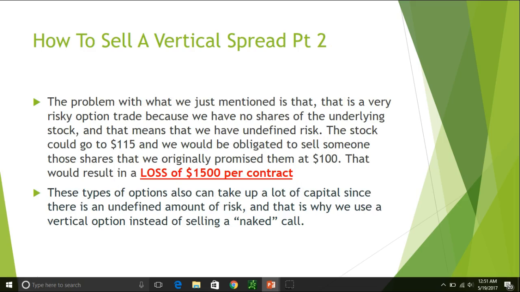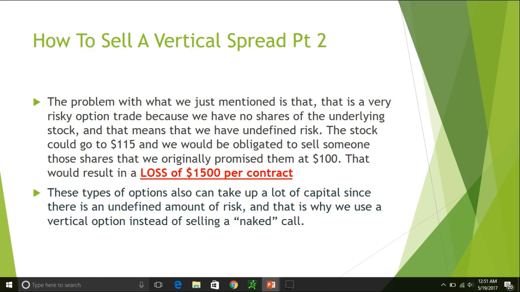So the problem with what we just mentioned is that it is a very risky option trade because we have no shares of the underlying stock, and that means that we have undefined, infinite risk. The stock could go to 115 and we'd be obligated to sell someone these shares that we originally promised them at 100. That would result in a $1,500 loss per contract. Even though we would still collect that $300 premium, that would be a $1,200 loss.